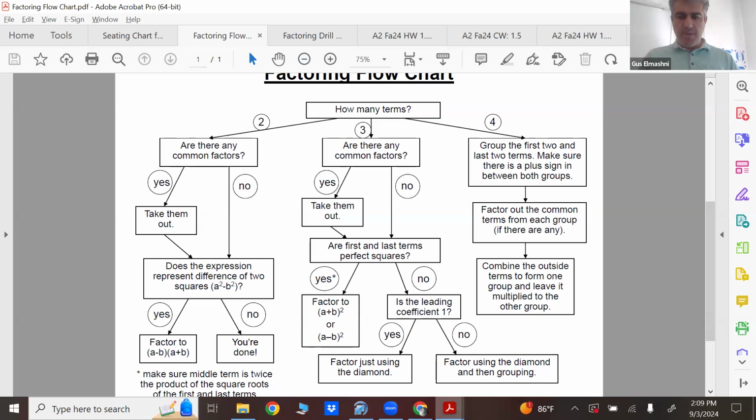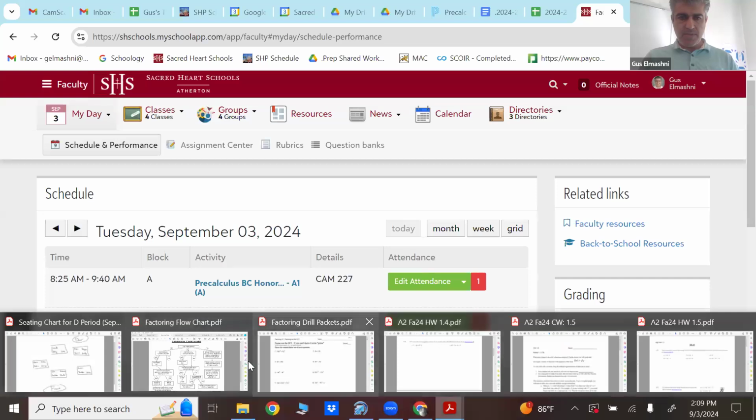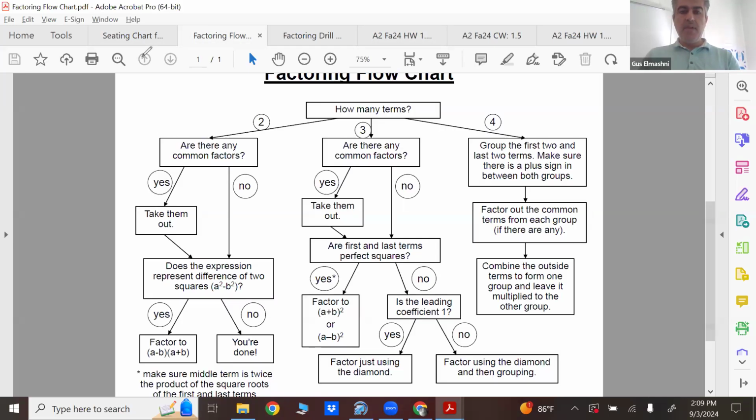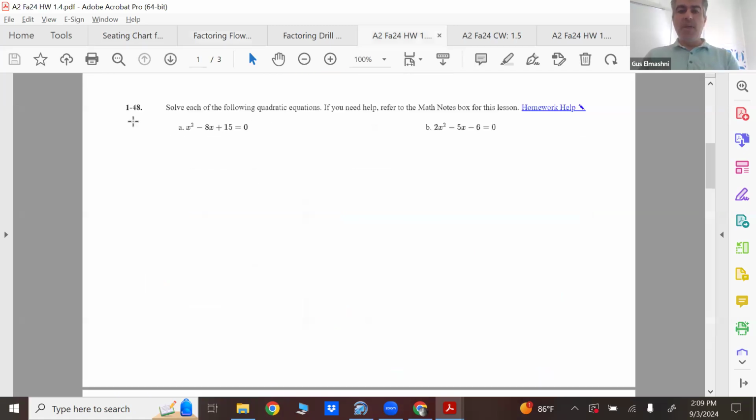So in the case that we have here, where is it? Shoot, just lost it. There we go. How many terms do I have for part A? 3. So I'm going to go down the middle. Are there any common factors among these 3? No. Then are the first and last terms perfect squares? Is 15 a perfect square? No, it's not. So I'm going to do this. Do you guys remember how this works? What do you put up top? You put 15, and what do you put on the bottom?